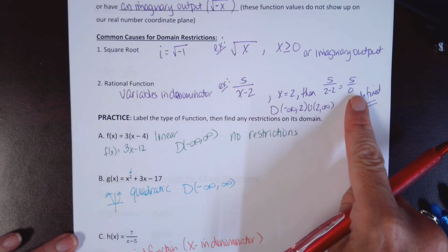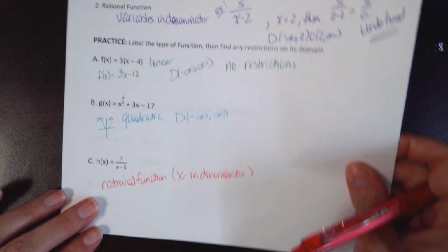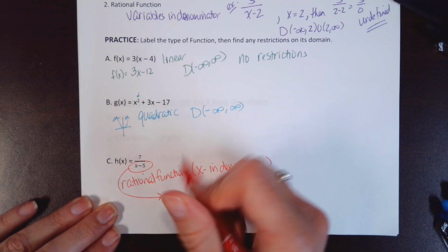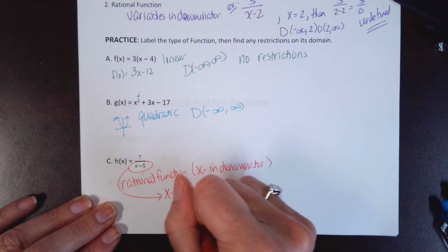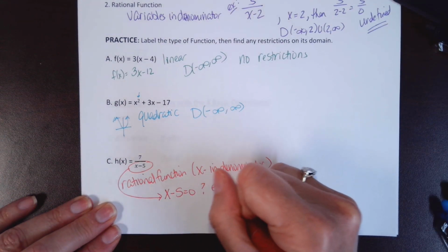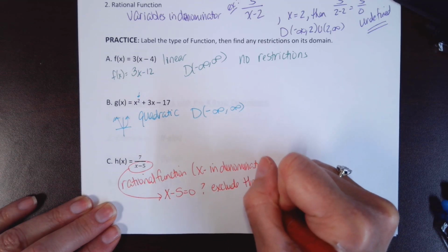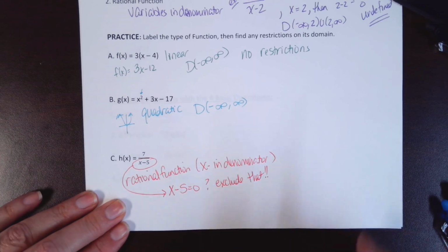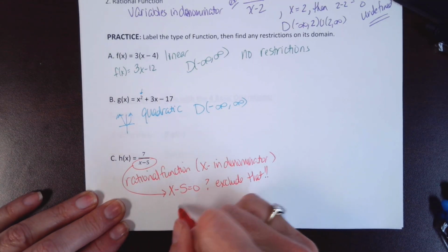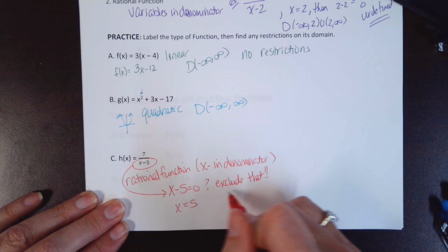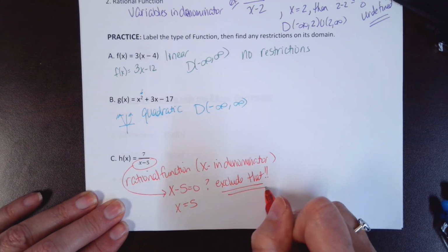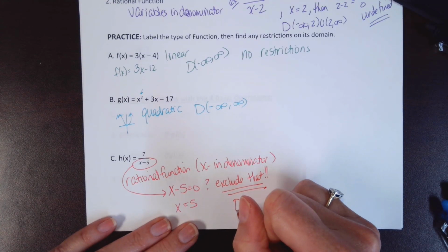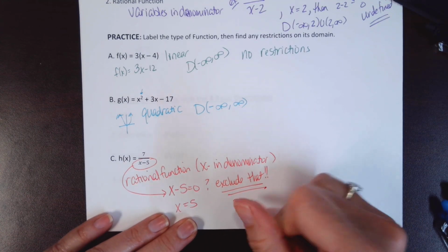Division by 0 is undefined. So I need to take a look at that denominator and see what makes this 0. I have to exclude that. Whatever causes that denominator to be 0, I have to kick that value out. So if I solve for x here, I add 5 to both sides, x equals 5, I have to exclude that value. So my domain is going to be everything but 5.